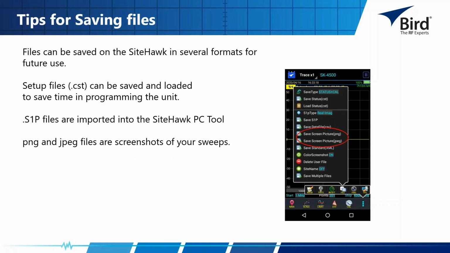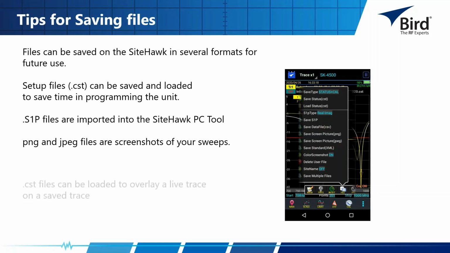PNG and JPEG screenshots of your sweeps, and I know most of you use this function. Save your sweeps as a PNG or JPEG, copy them off of the SiteHawk, print them out, put them in a book. 3 months, 6 months from now, you can see what's changed.